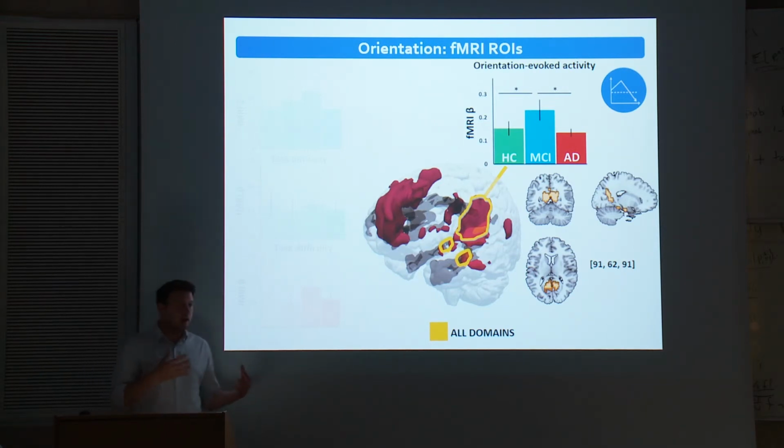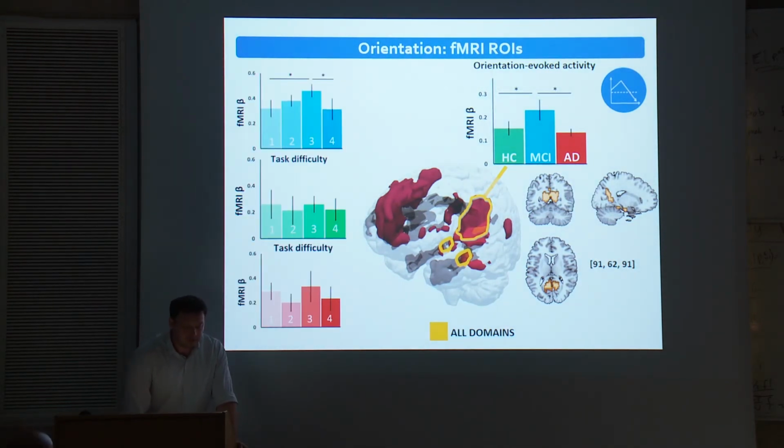To try to understand what's driving this activity, our first hypothesis was that it has to do with compensation. Essentially, subjects are trying to compensate for their brain pathology and upregulating their activity. To probe that point, we again segmented our trials according to the levels of difficulty. Here we segmented them into four levels of difficulty.